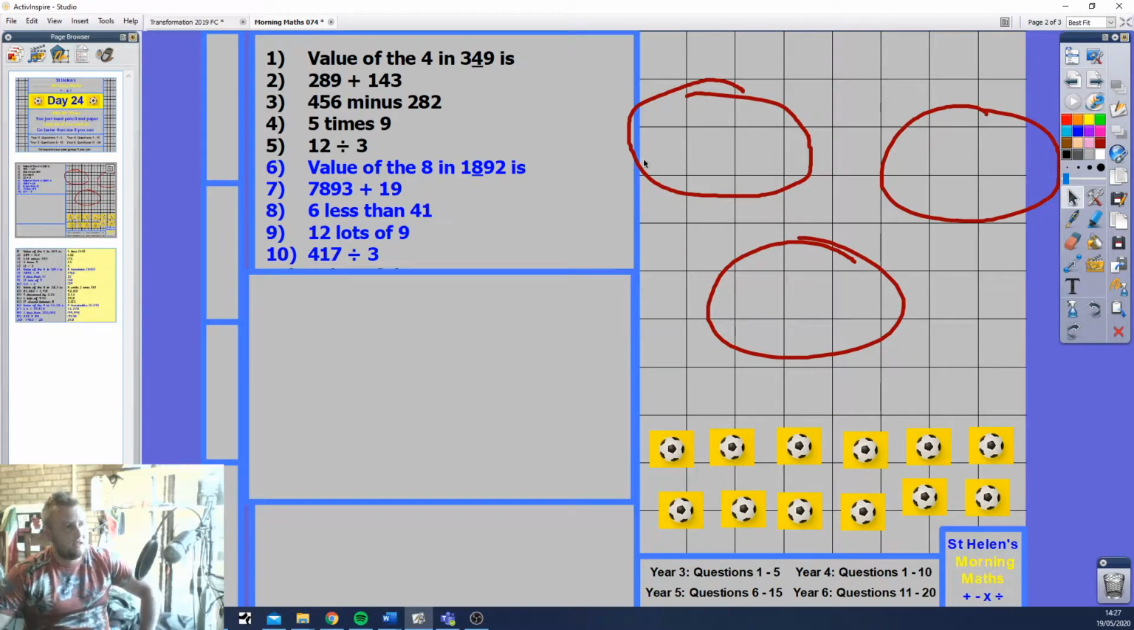And then what we're going to do is we're going to put these footballs into a bag. But we have to make sure that they're equally spread and shared into each bag. So as you can see, I've got 12 footballs here because it's 12 divided by 3. 1, 2, 3, 4, 5, 6, 7, 8, 9, 10, 11, 12. So I've got 12. So let's share.